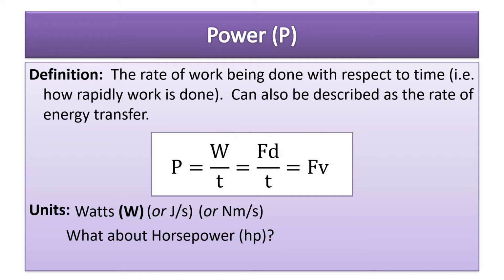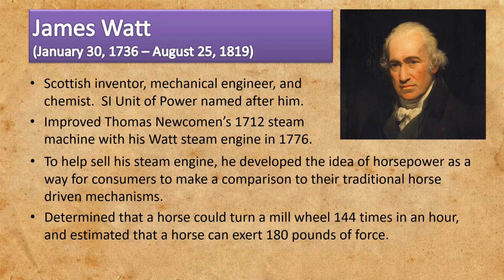What about horsepower? I thought the units for power was going to be horsepower. Well, it's not, because horsepower is a pretty dumb unit. A dumb unit that was developed by this really smart guy, James Watt, born January 30th, 1736, died on August 25th, 1819. He was a Scottish inventor, mechanical engineer, and chemist. The SI unit of power is named after him, the watt. He improved Thomas Newcomen's 1712 steam machine with his Watt steam engine in 1776. To help sell his steam engine, he developed the idea of horsepower as a way for consumers to make a comparison to their traditional horse-driven mechanisms.